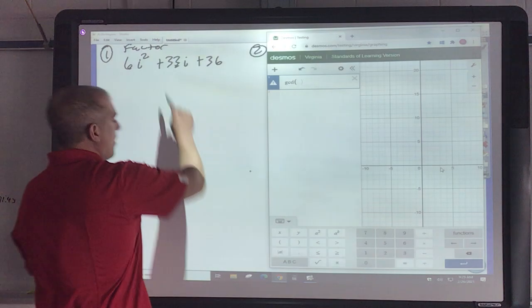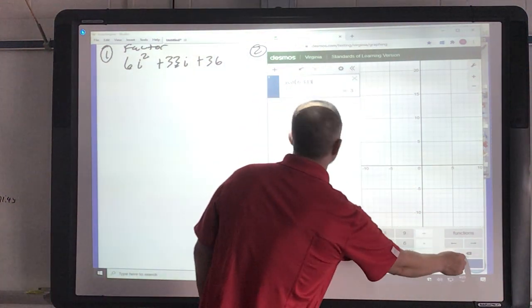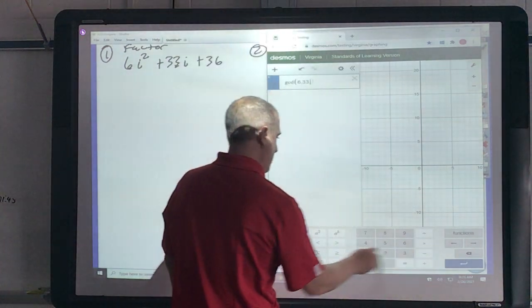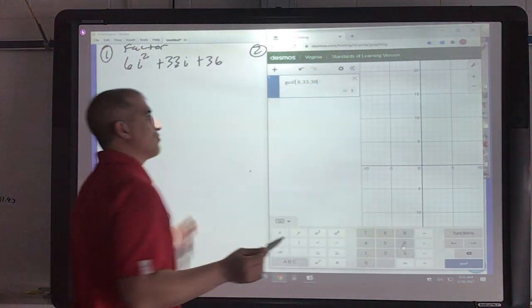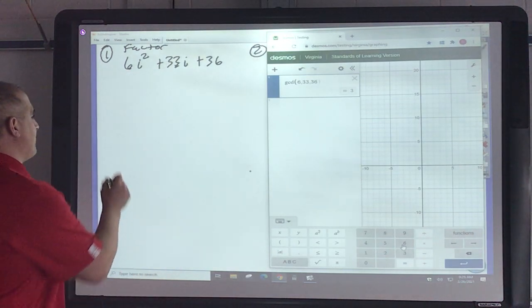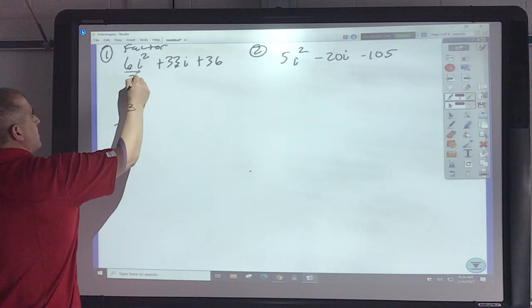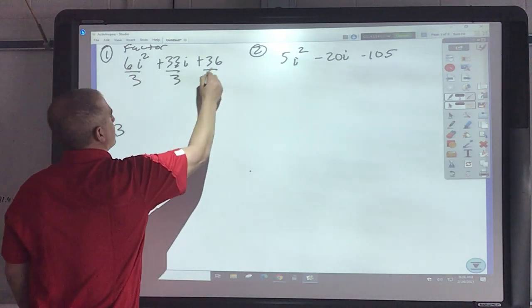I want to type all three in and see how many threes there are. If I get a GCF, now I get 3. This one has an i, this one doesn't. So the GCF is 3. What I want to do is divide every part by 3.